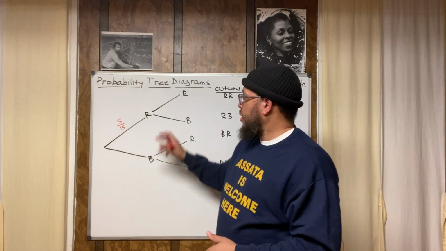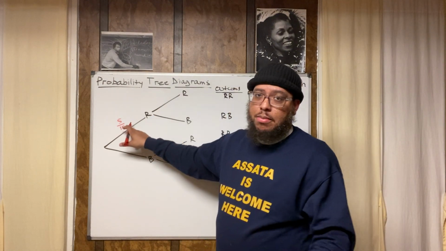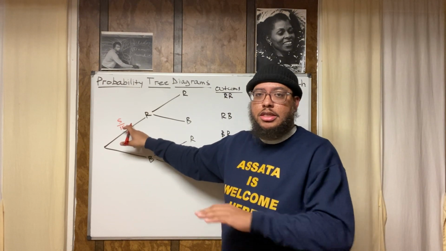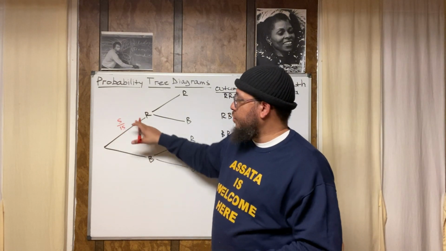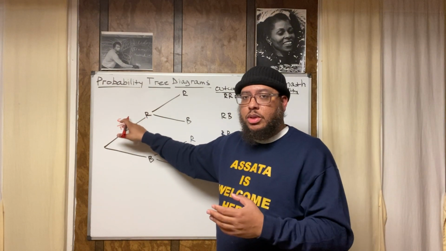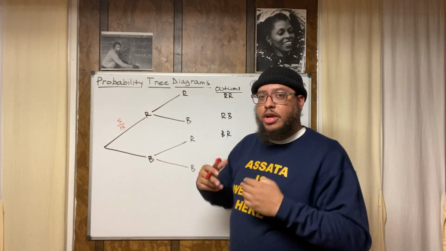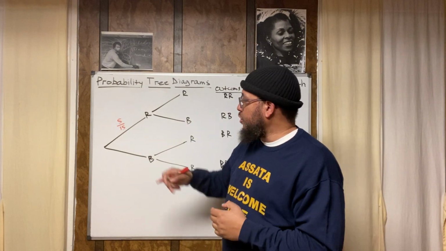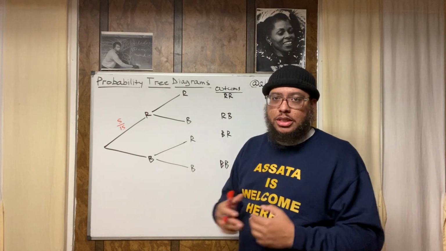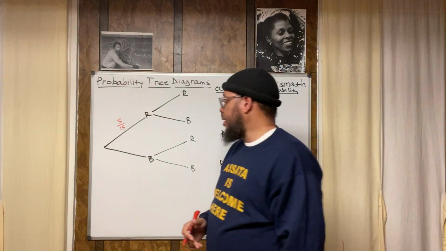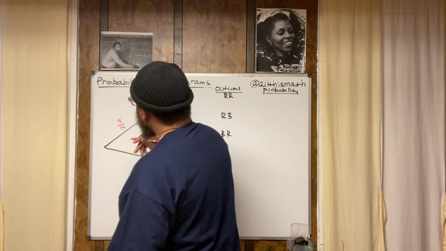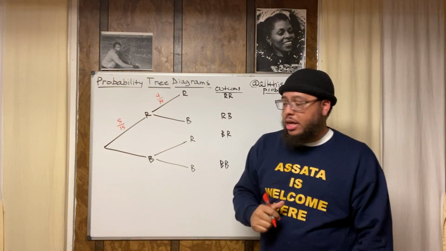So that means that there used to be 15 marbles. Now it's only 14 marbles because it's one less marble, because there's no replacement. Also, it wouldn't be 5 red marbles. Now it's only 4 red marbles. So that means our probability of pulling out a second red marble is going to be 4 out of 14. That's where you write it: 4 out of 14.